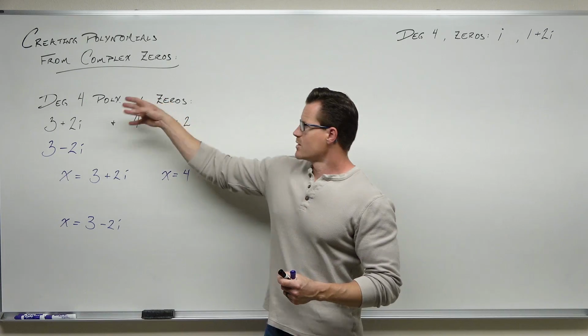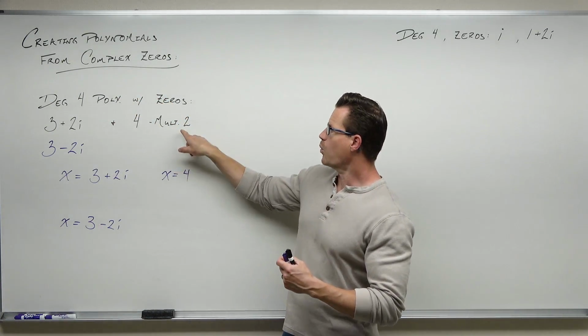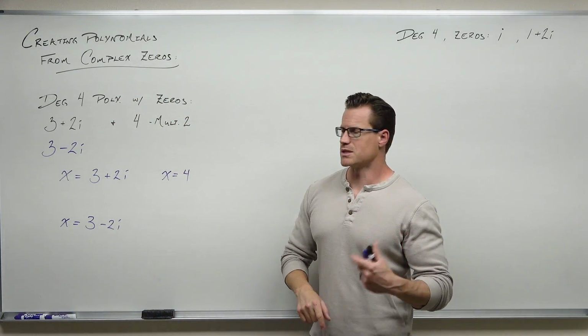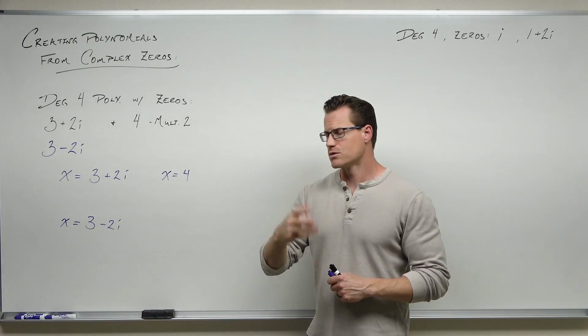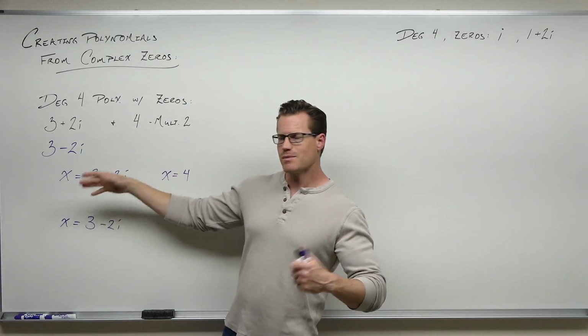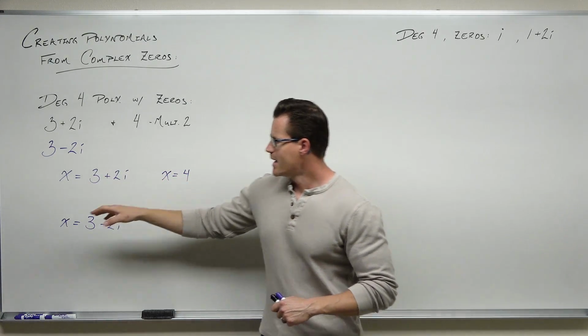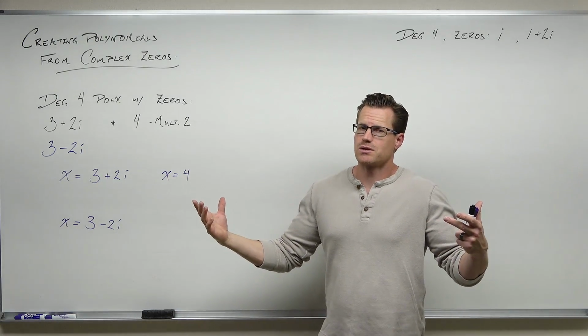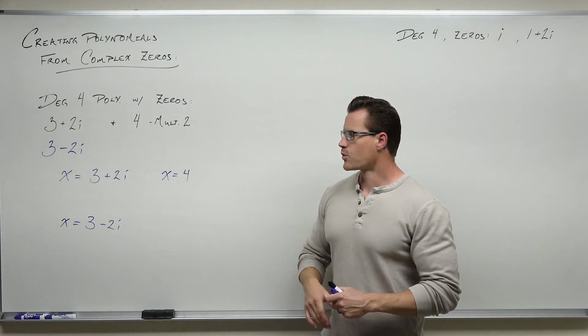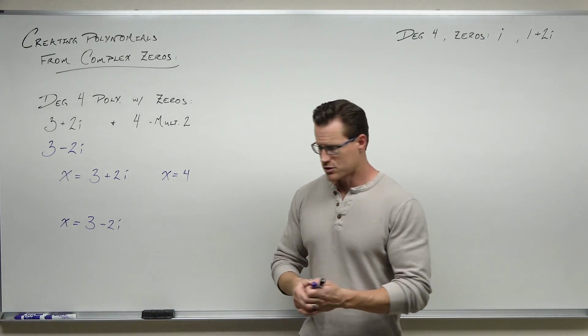So we're going to say, hey, degree 4, we have 4 solutions. Well, one of them's repeated, do that in multiplicity too. So really, we have 3 solutions, one of them just repeated. And we're going to list them out. X equals 3 plus 2i, x equals 3 minus 2i. Because complex always come in conjugate pairs, we have x equals 4, and now we're going to build our factors.